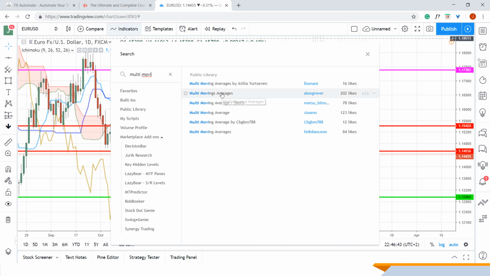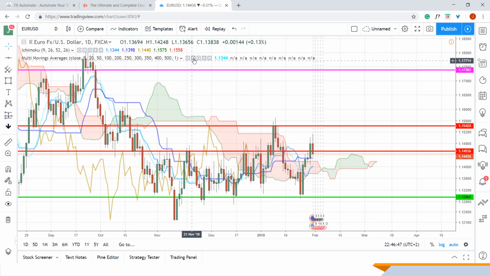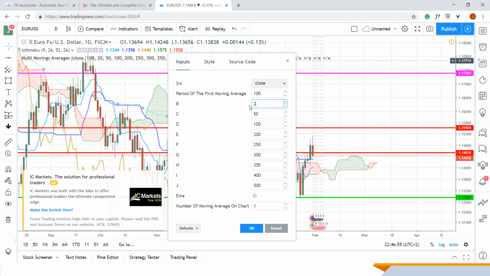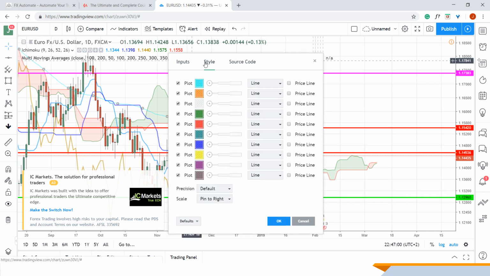Multi-moving averages. Let's try that one. I think that'd probably be fine. Okay, that's probably going to work. So I'm just going to use 100 and 200. That is the basic moving averages. So 100 and 200. I'm just going to disable all the other ones.